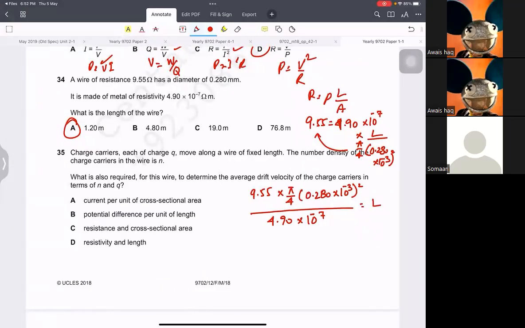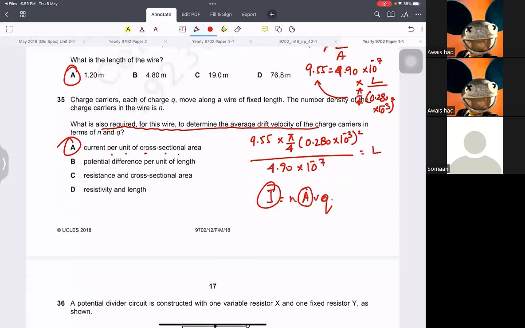Okay, the charge carriers, each of charge Q, move along a wire. The number density, which is also required for this wire, is needed to determine the average drift velocity. I equals nAvQ. So they have given n and Q. We don't have the area, right? Current per cross-section area, that's correct. We don't have this. Pretty simple.